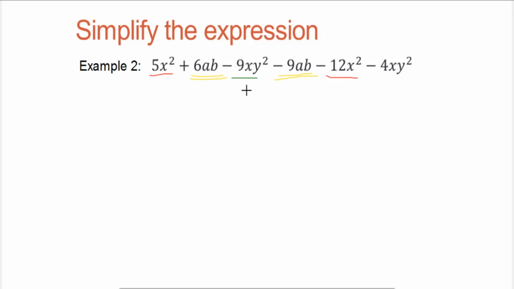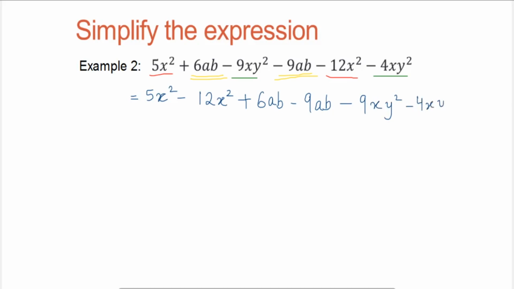Minus 9xy square and minus 4xy square also have the same variables of x and y, and the powers of the variables is also same, and hence they are the like terms. We have already seen the like terms. We will collect them and write them together so that we can simplify the expression. So, this becomes 5x square minus 12x square plus 6ab minus 9ab and minus 9xy square minus 4xy square.